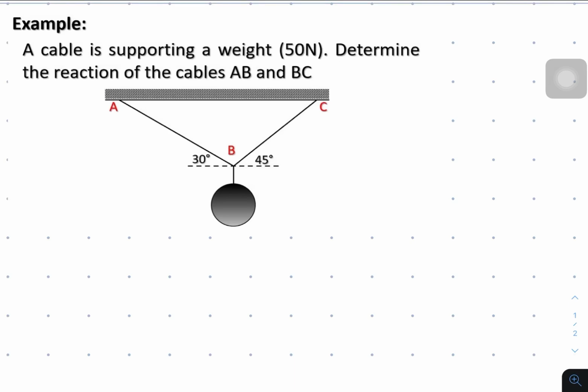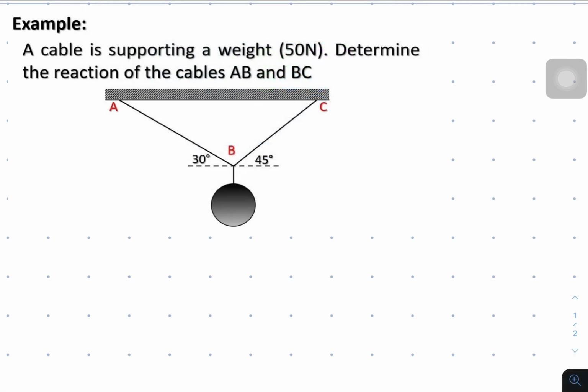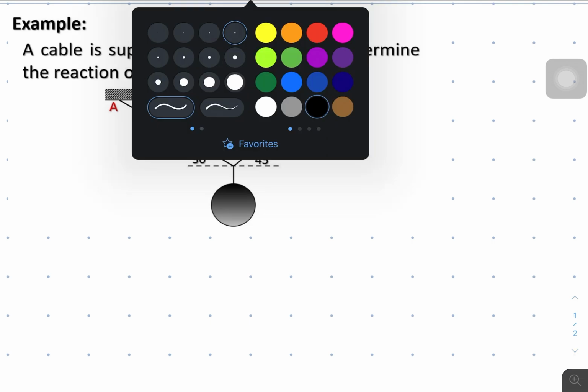We have here a cable supporting a weight which is 50 newtons, and we're going to determine the reactions of the cables AB and BC. Okay, so what we're going to do here, actually there are two free body diagrams. First is the free body diagram at point B.